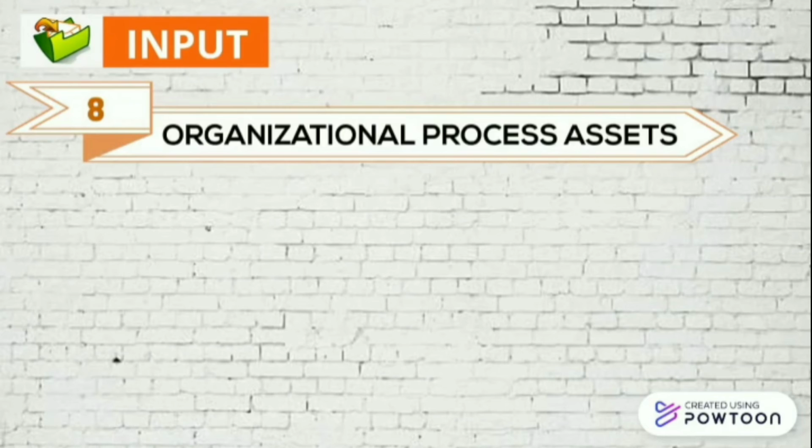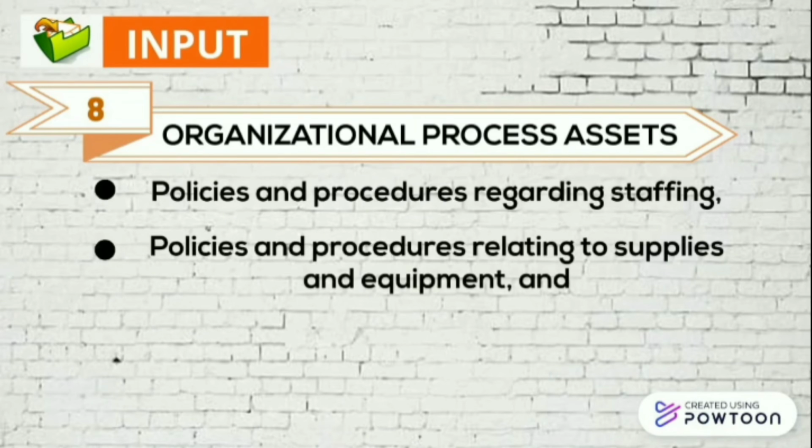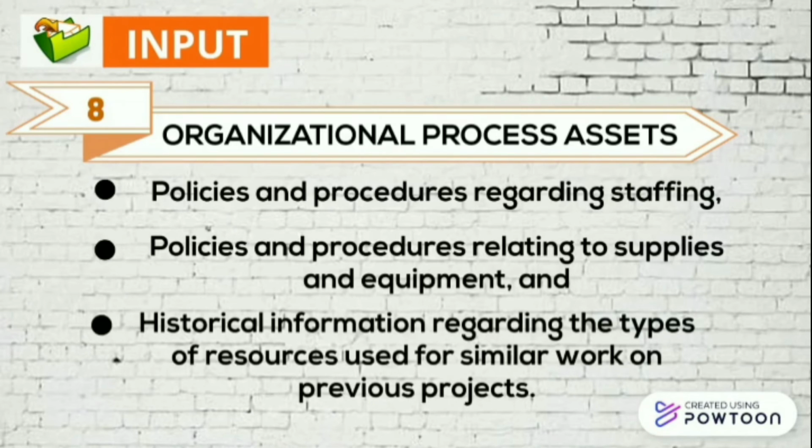Organizational process assets. The organizational process assets that can influence the estimate activity resources process include the following: the policies and procedures regarding staffing, the policies and procedures relating to supplies and equipment, and historical information regarding the types of resources used for similar work on previous projects. In this process, you can refer to data from previous similar projects regarding the work effort for typical activities or procedures that are mandated to carry out particular activities.